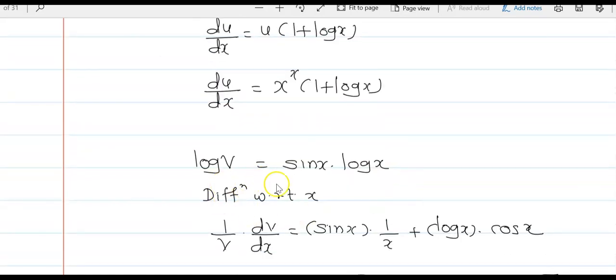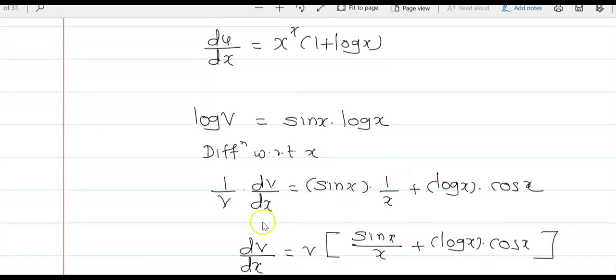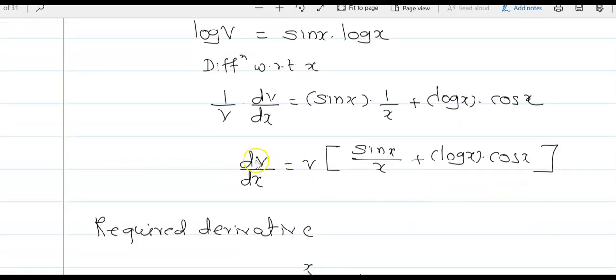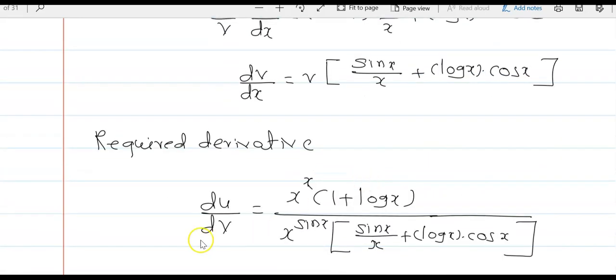Next, log of v is equal to sin x into log x. Differentiate with respect to x. 1 upon v into dv by dx is equal to sin x, log of x derivative is 1 upon x, plus log of x into the derivative of sin of x, which is cos x. Therefore, dv by dx is equal to v into sin of x upon x plus log of x into cos x. Therefore, the required derivative du by dv is equal to x raised to x into 1 plus log x upon x raised to sin x into in bracket sin of x upon x plus log of x into cos x.